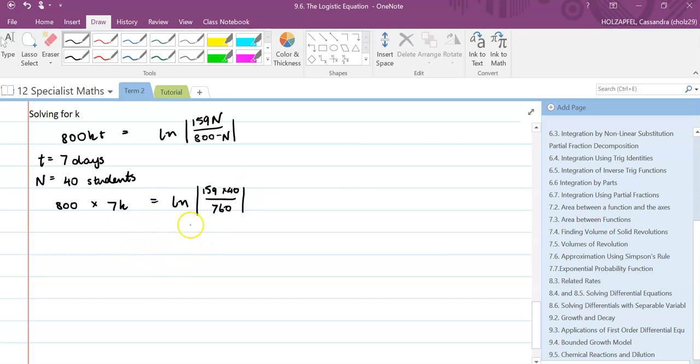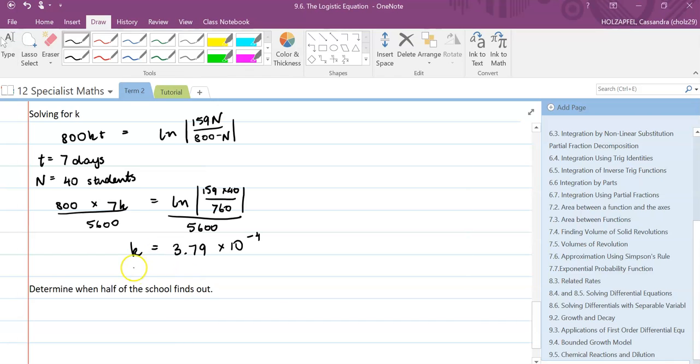So we can go ahead and divide through both sides. This is going to be 800 times 7, which is 5,600. So if I divide both sides by 5,600, I'm going to get my value for k. And now that we've got our value for k, we can substitute that into our expression and then determine when half of the school finds out.